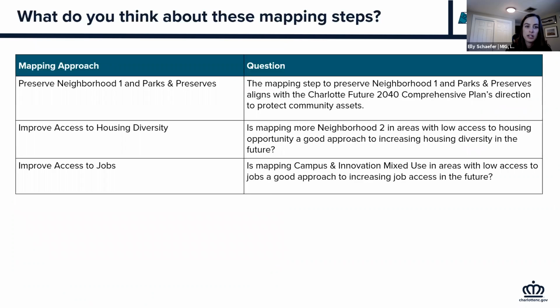So our question for you here is: is mapping campus and innovation mixed use in areas with low access to jobs a good approach to increasing job access in the future? And again, this is a citywide mapping approach. So although we didn't have the opportunity for these place types in too many locations in this area, the question is meant to be more general, looking at the city as a whole and the citywide mapping approach.